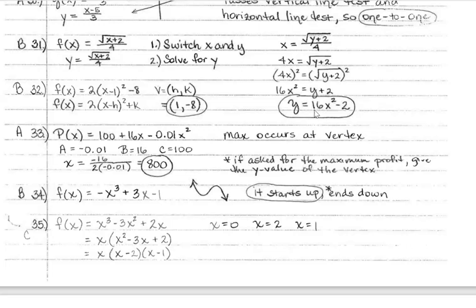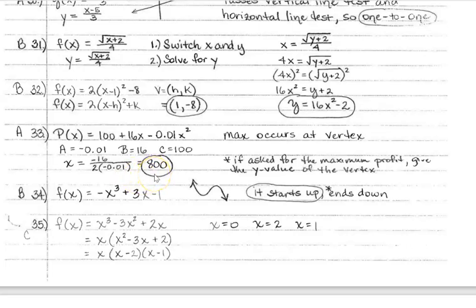All right, for number 33, they asked us to find the maximum. Remember, the maximum always occurs at the vertex, and the easy way to find the vertex is just to do negative b over 2a. But be careful, this is not in descending power order. Remember, a is what's in front of x squared, so a would be negative 0.01. B is what's in front of x, so b would be 16, and c is the constant, so c would be 100. So when I do negative b over 2a, that's going to give me 800.